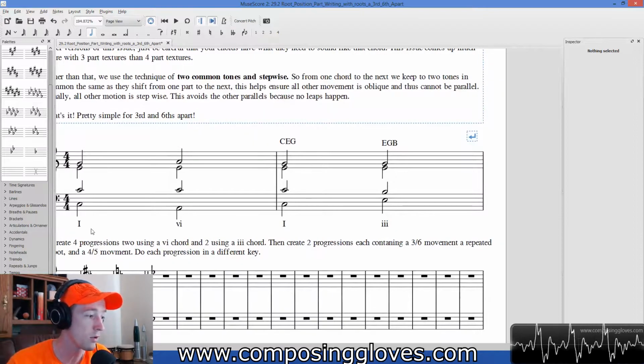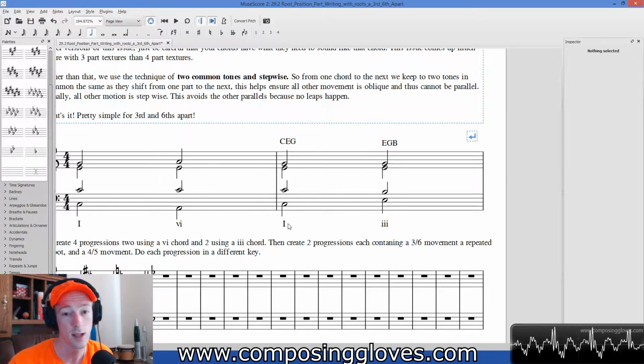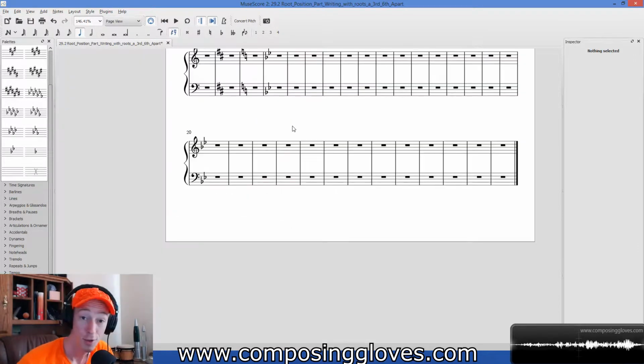Now remember, I'm doing 1 to 6 and 1 to 3 as sort of just my base case examples. But you could go from, let's say you're starting on the 2 chord. So you go up a third. So you would start on D minor, right, in the key of C major. In fact, let's write one.